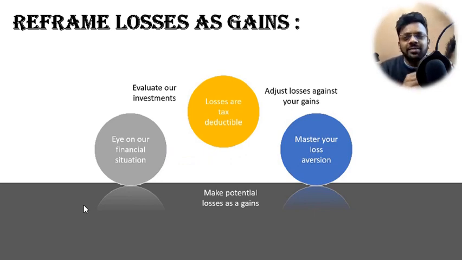Yes, we all know the proverb, right? Failures are stepping stones for success. Exactly. If a valuable lesson is learned from that loss, then of course we have made the potential loss into a gain, right? Exactly. We should learn a lesson from the mistake we made, from the loss we incurred, so that we never repeat the same mistake again in future. That is also a gain in the long term.